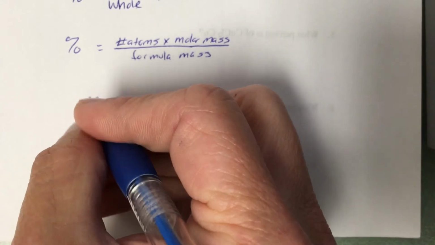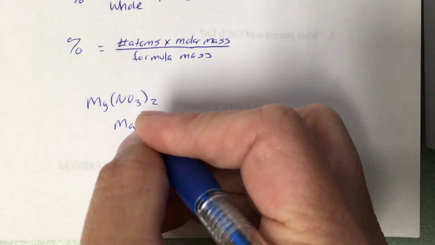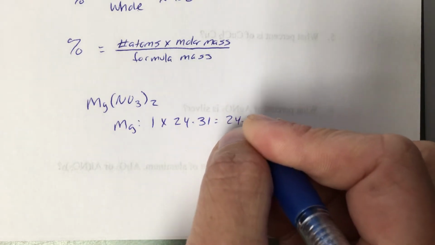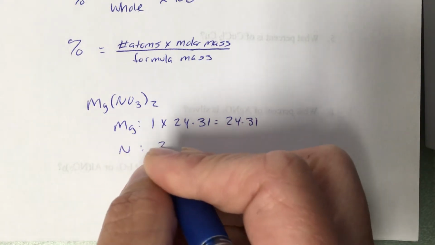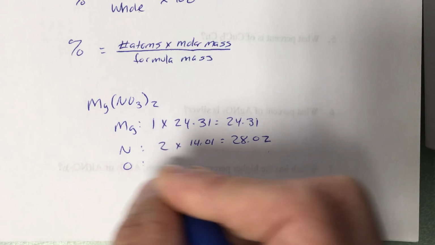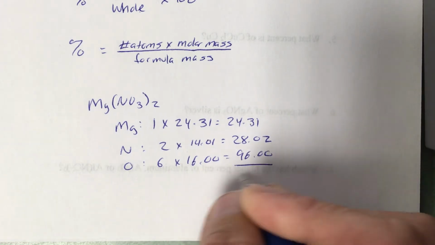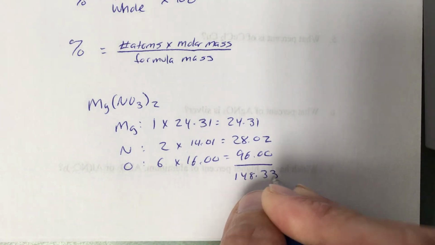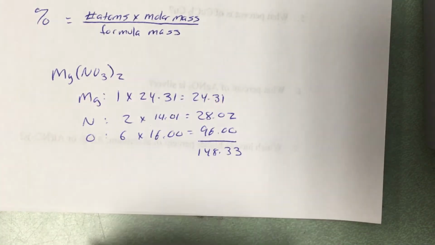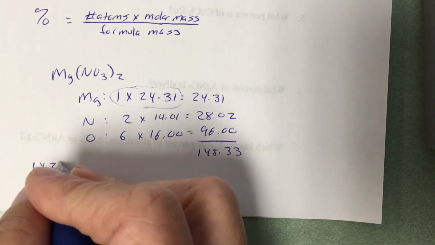So let's work this out for the one that we just did. For magnesium nitrate, we had this. The magnesium was 1 times 24.31. The nitrogen was 2 times 14.01. And the oxygen was 6 times 16. And that added up to 148.33. So now, if I want to do the percent composition of the magnesium, I would take this right here, because that's magnesium's part, 1 times 24.31.